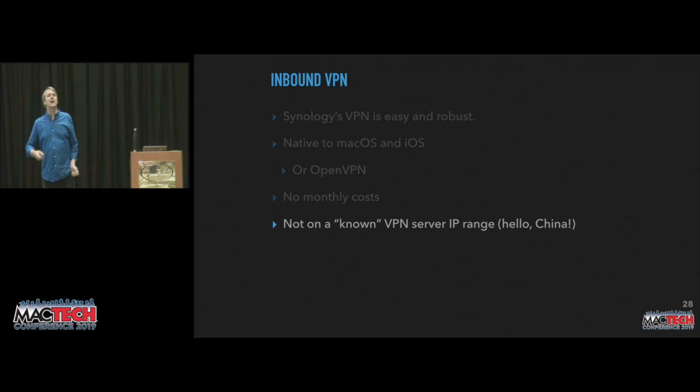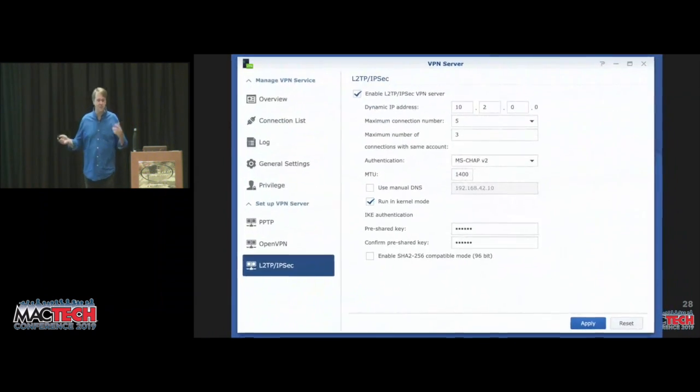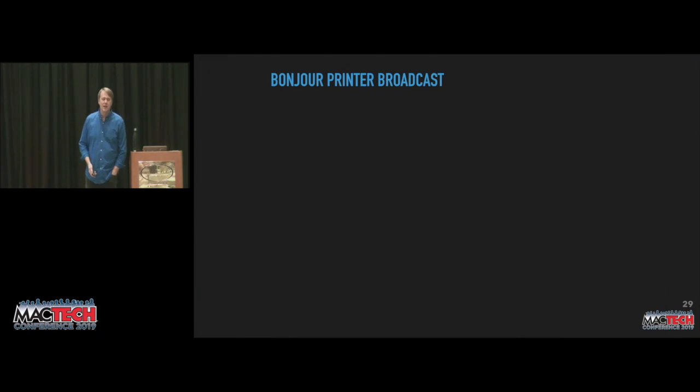Synology's routers actually have an even better VPN server than the disk station does, which is sort of weird. I don't know why they don't have the same one, but yeah. So handy stuff, and it's fairly easy to set up. These are just some screenshots of setting up L2TP and OpenVPN.